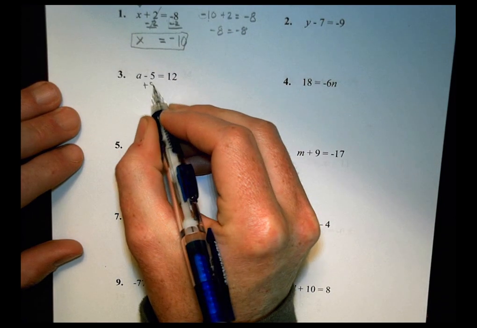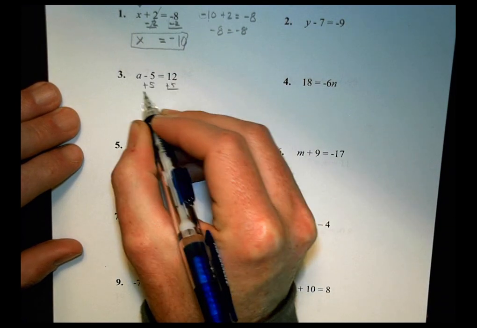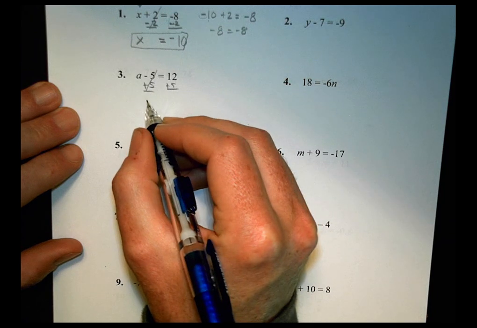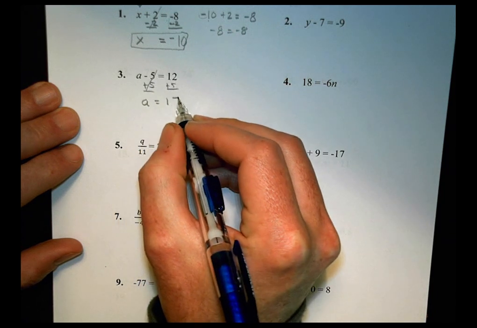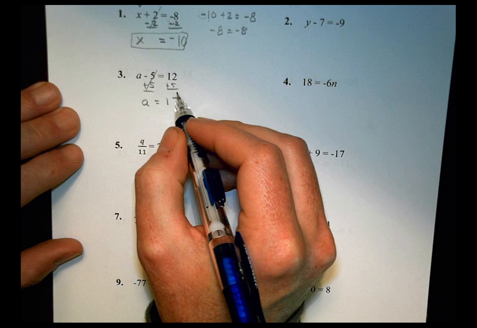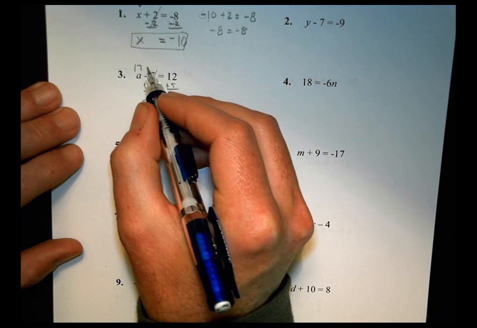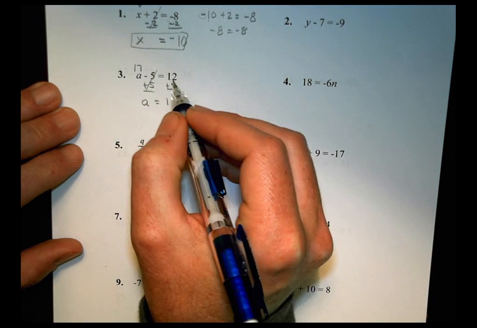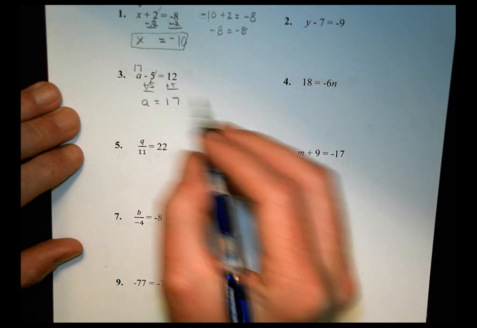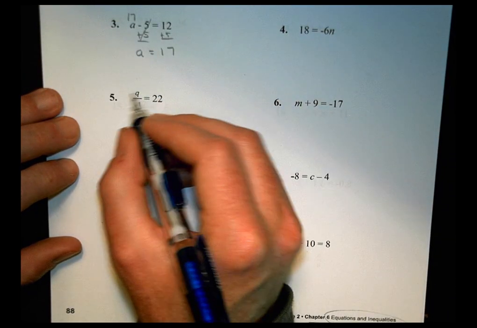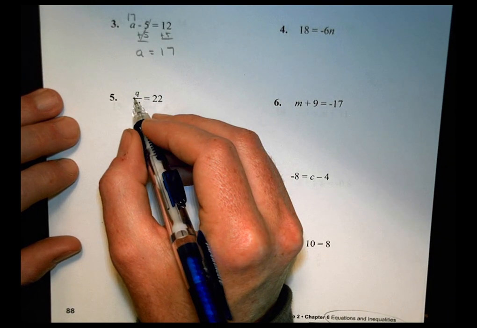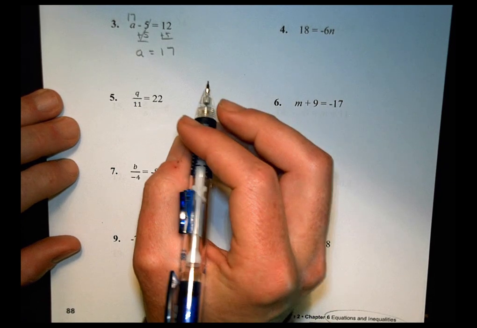We're going to add 5 to both sides. Reduce that there, and a equals 17. So think this back through. If this becomes 17, is 17 minus 5 equal to 12? Yes, it is, so that's going to work. For number 5, we have q divided by 11 equals 22.